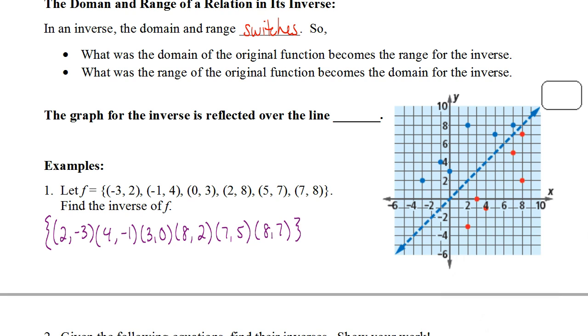Now, if you look over on the right, they've graphed the points with our original function and for the inverse. So for example, (2, -3) would be down here.